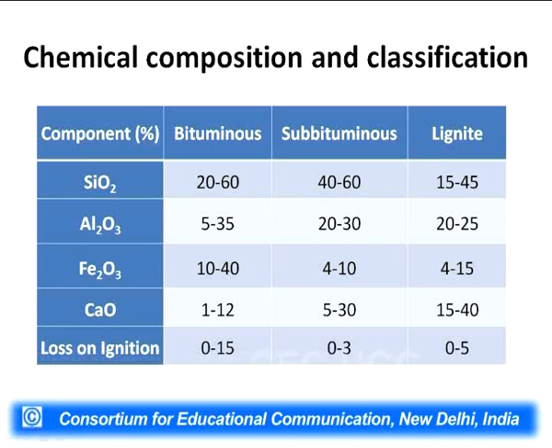then iron oxide, then calcium oxide, and some of the fly ash is lost during ignition, and that is also sometimes significant. It can vary from 0 to 15 in case of bituminous, from 0 to 3 in case of subbituminous, or 0 to 5 in case of lignite coals.